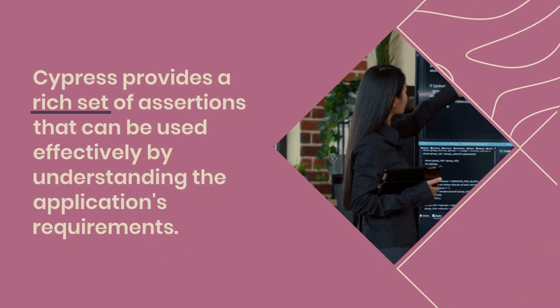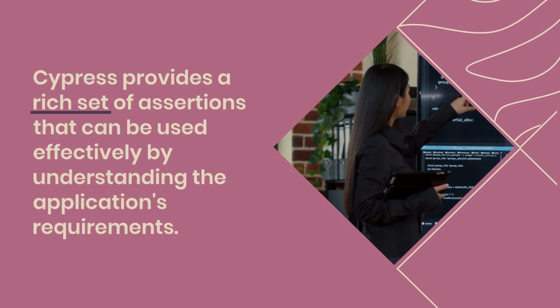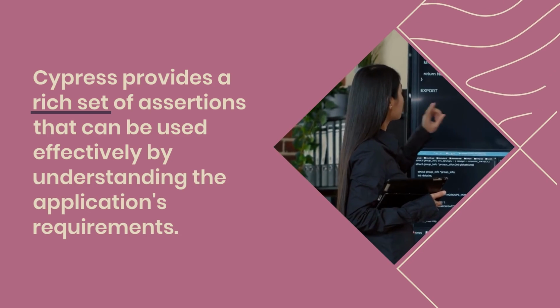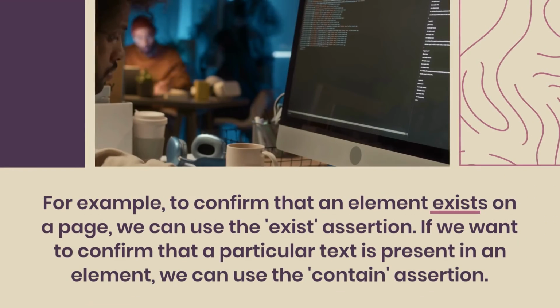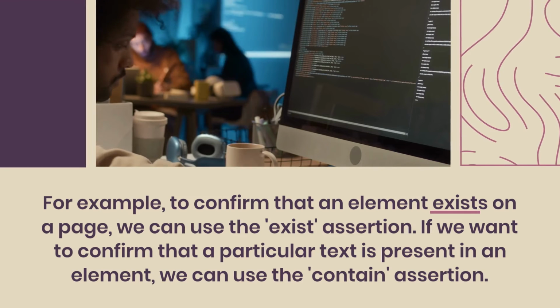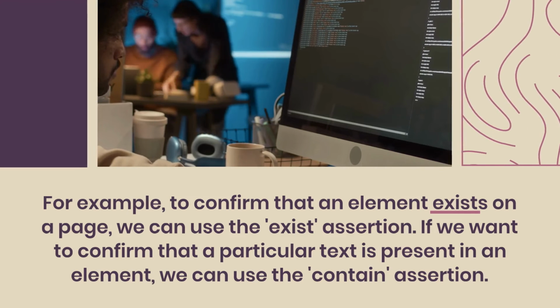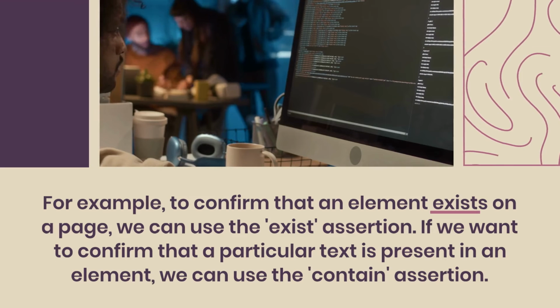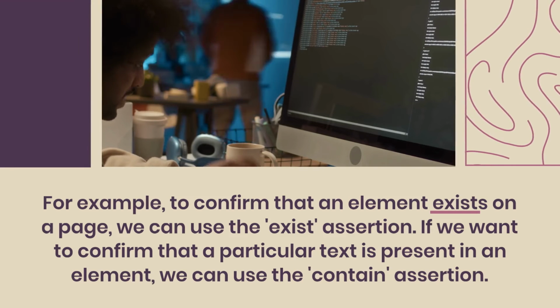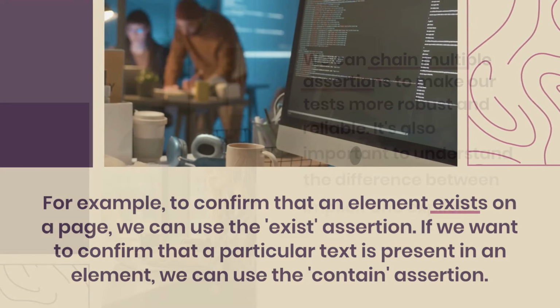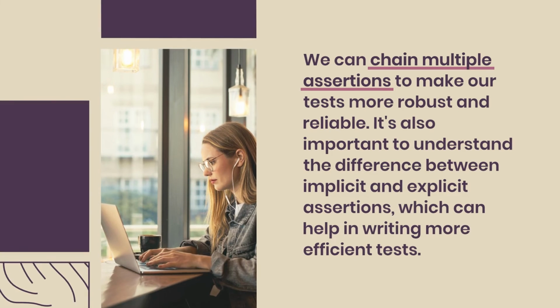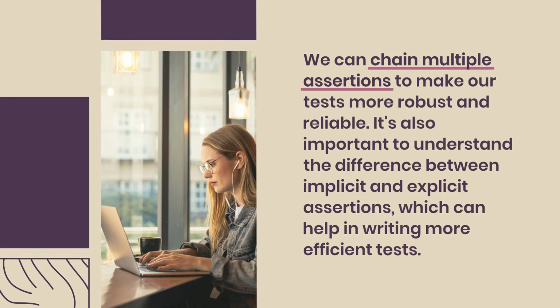Cypress provides a rich set of assertions that can be used effectively by understanding the application's requirements. For example, to confirm that an element exists on a page, we can use the exist assertion. If we want to confirm that a particular text is present in an element, we can use the content assertion. We can chain multiple assertions to make our tests more robust and reliable.